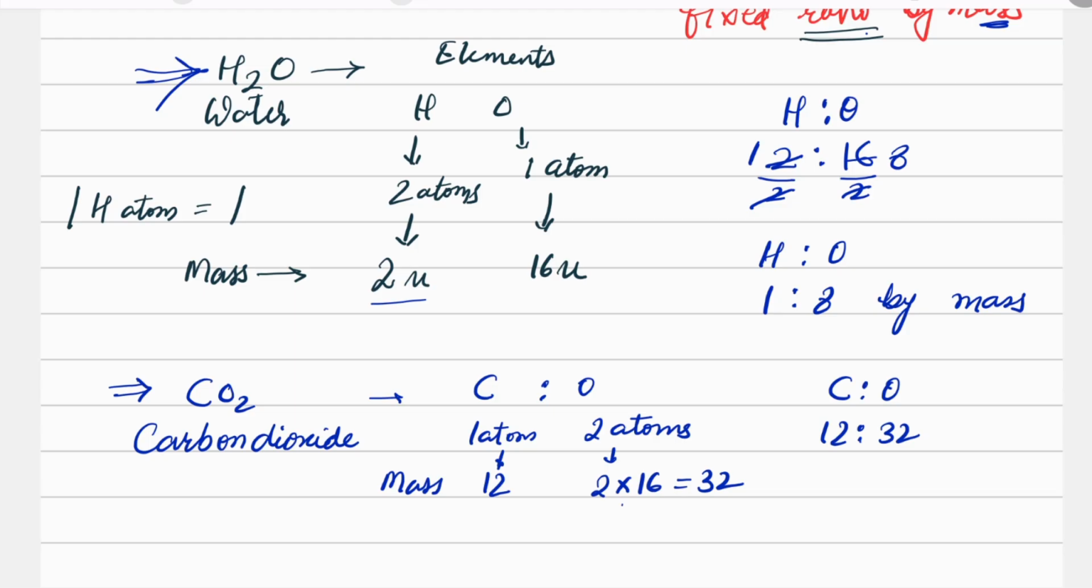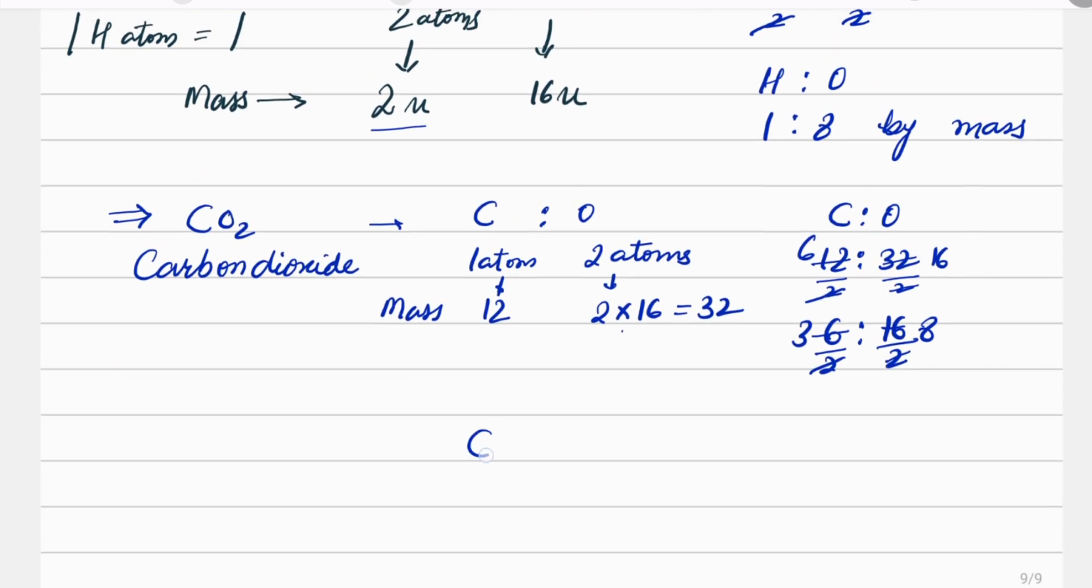Once again, these are even numbers, so we have a common factor in them. Taking 2 out, it becomes 6 and 16. Once again, these are even numbers, so they have a common factor, giving 3 and 8. So in carbon dioxide, carbon and oxygen are present in 3:8 by mass. This is called the law of constant proportion or law of definite proportion.